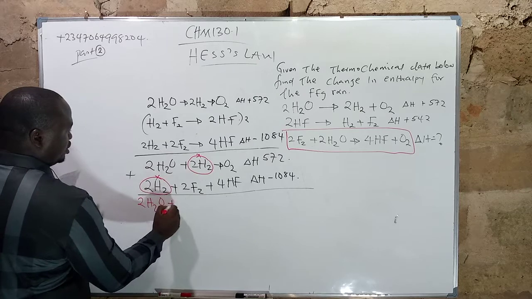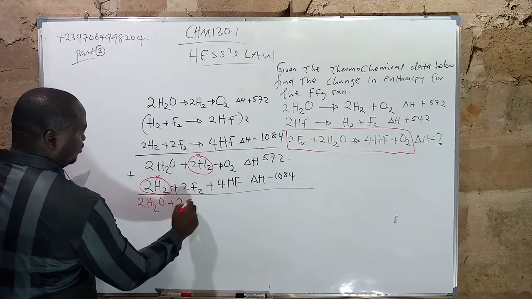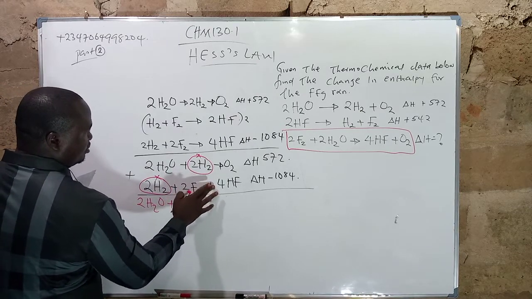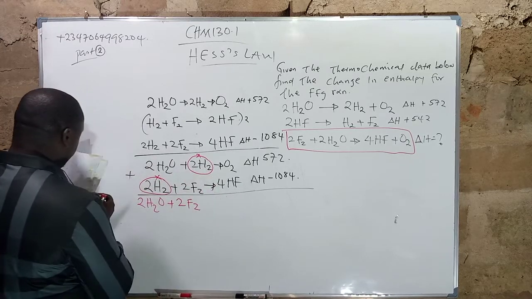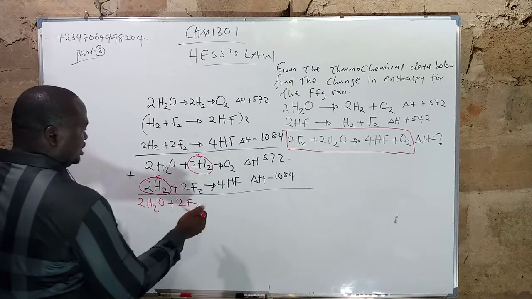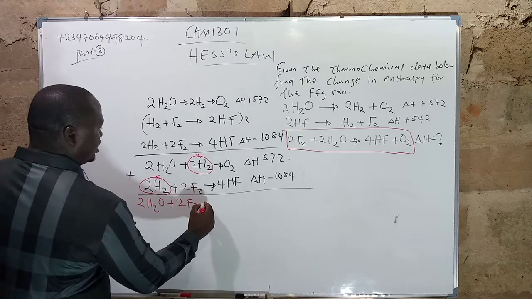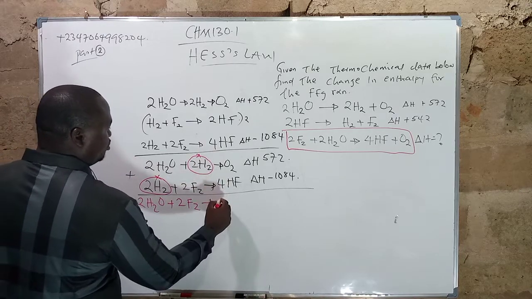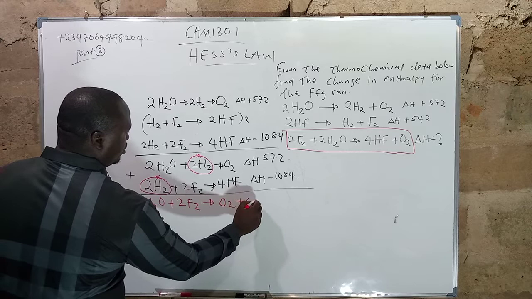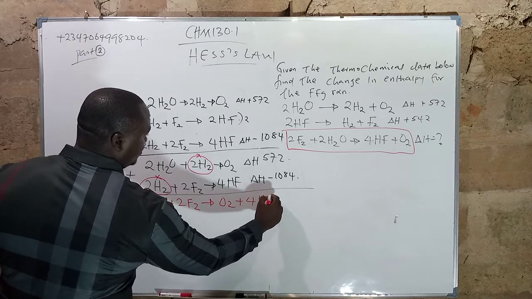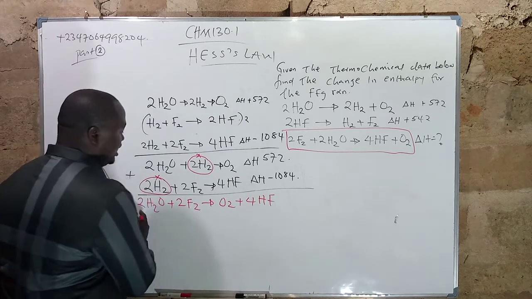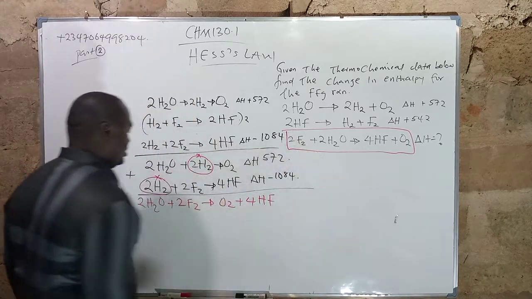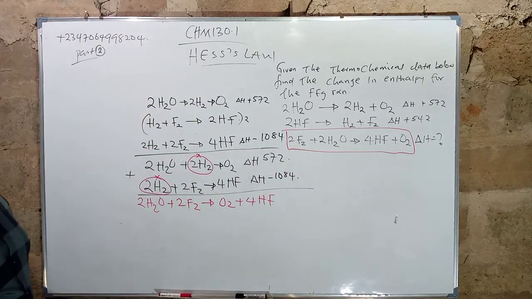Then we have to add this 2F2. Then, oh my God, what is wrong with me putting all these plus signs? Sorry about that. Then the next thing is there is an arrow. Then you write the product O2 plus 4HF. Now, can you see that this looks exactly like this? Of course, it looks exactly like this.